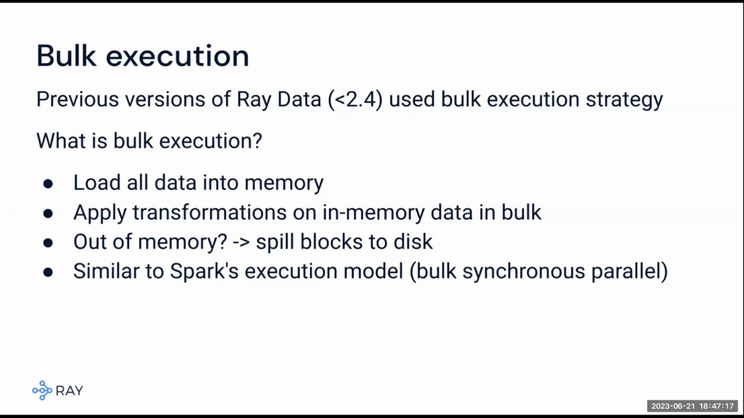This worked pretty fine for reasonable sized datasets. For example, machines these days have a lot of memory, so if it's a 100 gigabyte dataset for ML training, it'll work just fine. It'll just load in memory. But once you scale beyond that, it just doesn't work. This is very similar to Spark's execution model. In the academic literature, it's a synchronous parallel execution model.